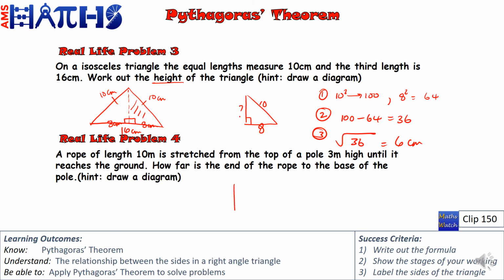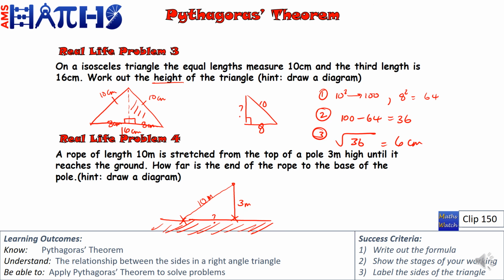Okay, so we have a pole, yeah, that is 3 meters high. We have the ground there, yeah, and the rope is stretched from the top. It's 10 meters long. It's stretched until it touches the ground, so the whole 10 meters is there, okay, for the rope. It says we need to find out how far is the end of the rope, which is here, to the base of the pole. So we need to find this length here, okay.